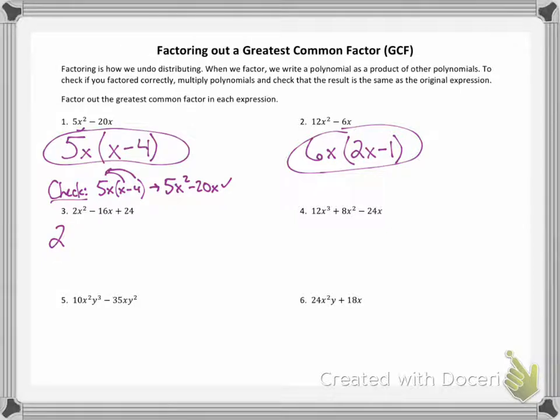I have an x squared and x. My last term has no variable. What that means is I cannot take an x out as part of my GCF because they all do not have variables. So my GCF is just 2. I open up my parentheses. I'm going to divide each term by 2. So 2x squared divided by 2 is just x squared. Negative 16x divided by 2, negative 8x. 24 divided by 2, positive 12.